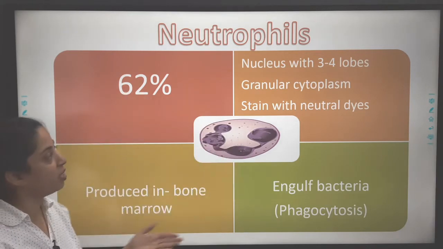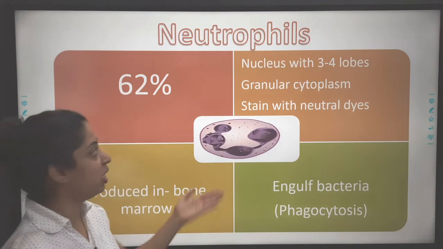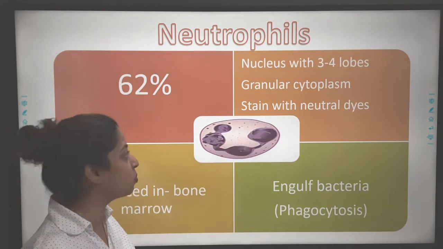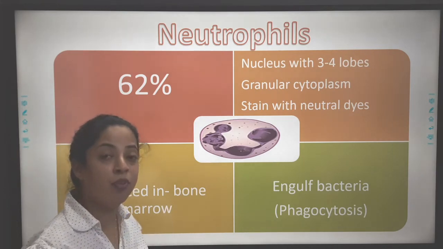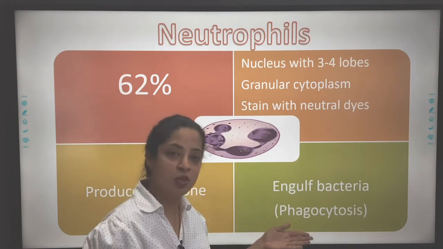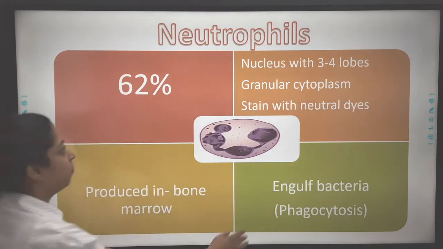So neutrophils constitute about 62% of the WBC. The nucleus is 3 to 4 lobed. They have a granular cytoplasm and they are stained with the help of neutral dyes. Their function is to engulf bacteria by a process known as phagocytosis, and they are produced in bone marrow.